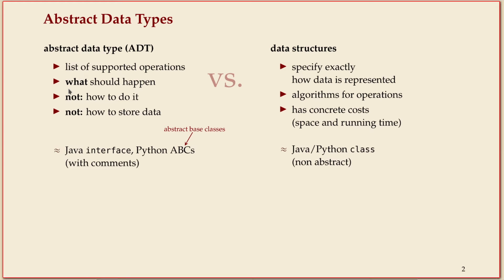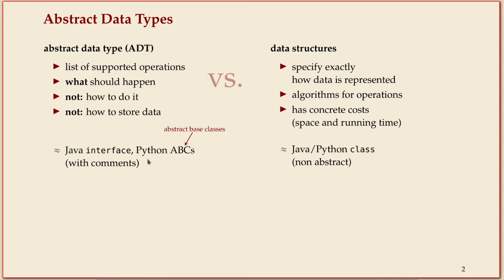The abstract data type only tells you what should happen. It doesn't tell you how to store the data. It doesn't even talk about any kind of storage or representation. It doesn't tell you how to implement the operations, how these are done. It just tells you what you're supposed to do and what the operations allow you to do.